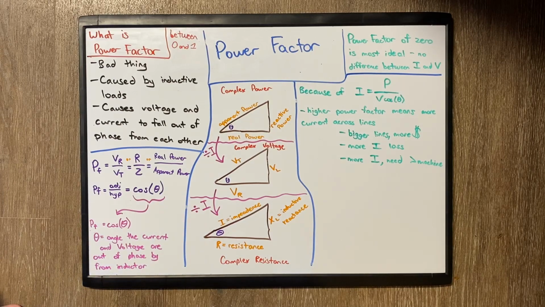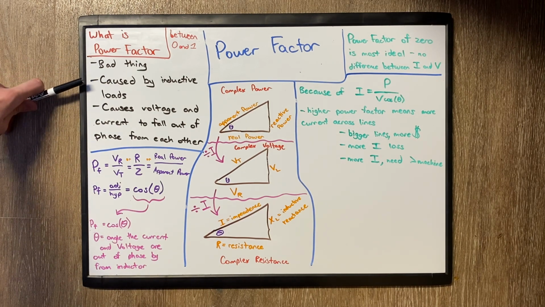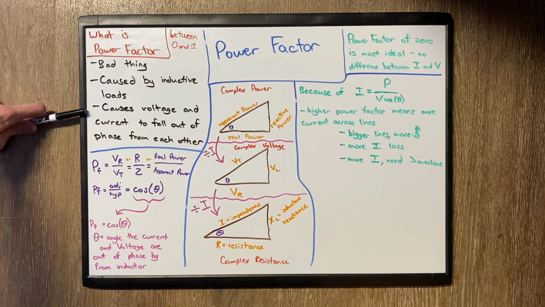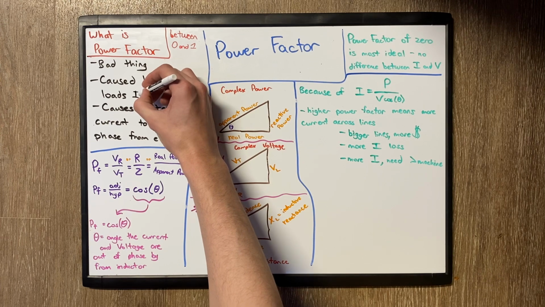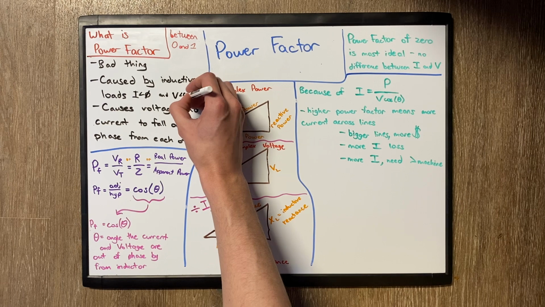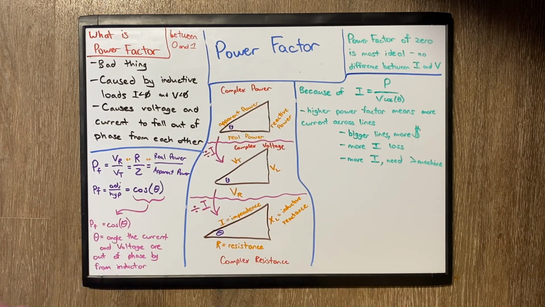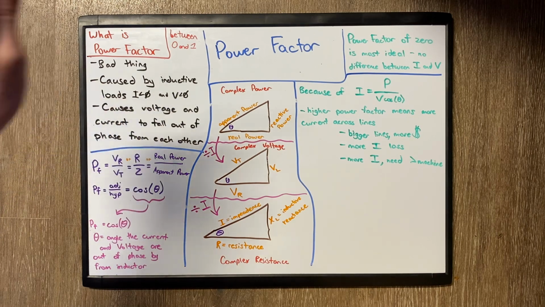Okay, in this video, I'm going to be talking about power factor, and power factor is a bad thing, and it's caused mainly by inductors. It causes the voltage and the current to fall out of phase from each other. So when we have our current out of phase and our voltage out of phase, what power factor causes is these two phases that may have originally been the same to change phases.